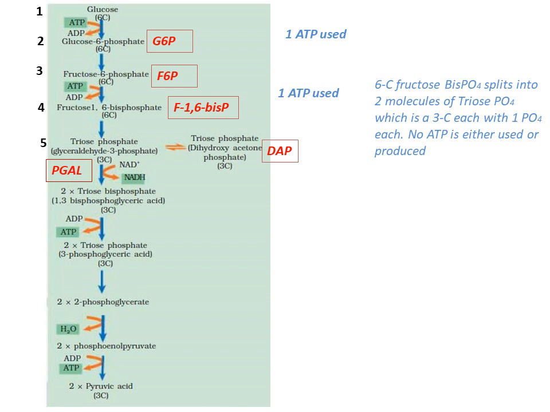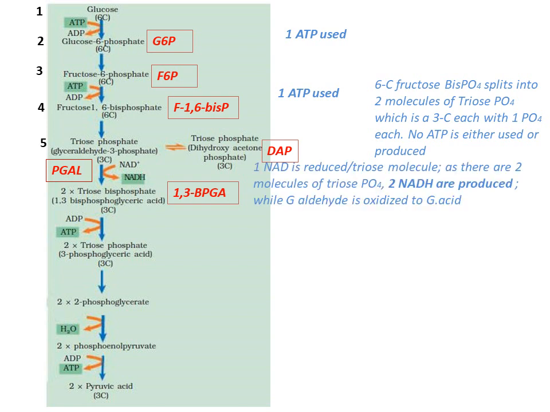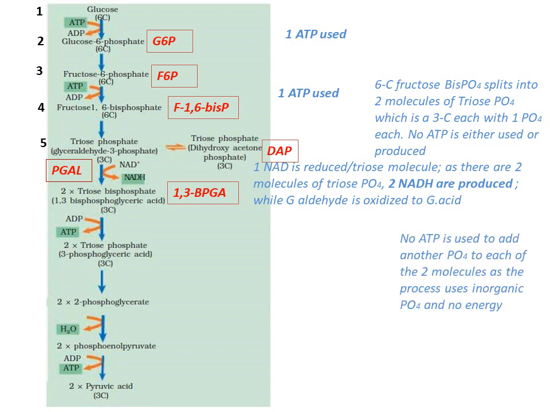The next step, the 3-carbon sugars lose hydrogen, hence NADH is produced, and they turn into 1,3-bisphosphoglyceric acid each. So 2 molecules of 1,3-bisphosphoglyceric acid. The phosphate required at this stage is simply inorganic phosphate which is picked up from the cytoplasm and does not require any energy. So no ATP is used. And 1 NAD is reduced to NADH. So 2 NADH were produced because there are 2 molecules of triose phosphate per molecule of glucose.